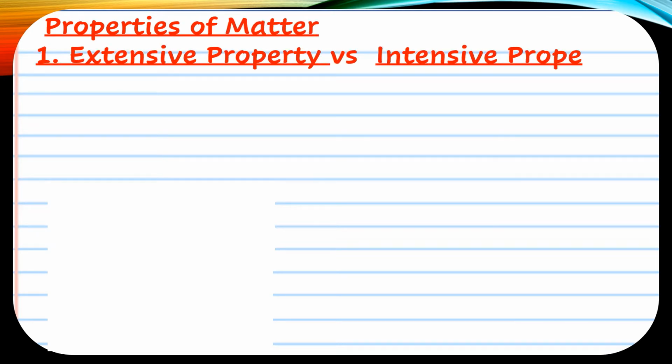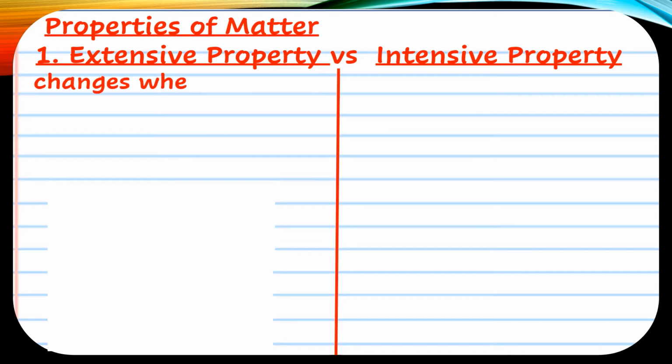contrast concepts side by side. The first two we're going to look at is extensive properties versus intensive properties. So let's divide our paper. An extensive property is a property that changes when the amount or the size of the sample changes. So think about properties that are different if you have a large sample versus a small sample of that substance.